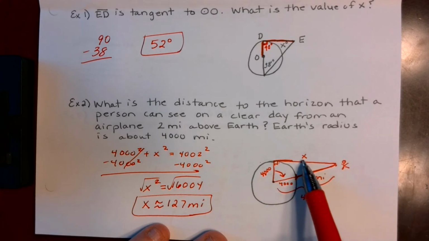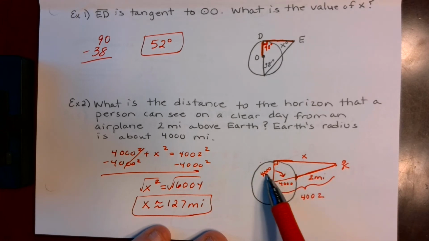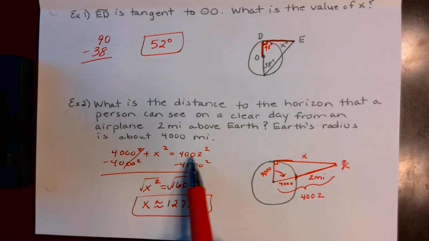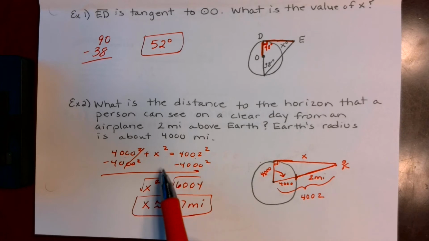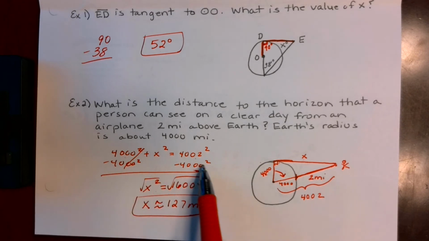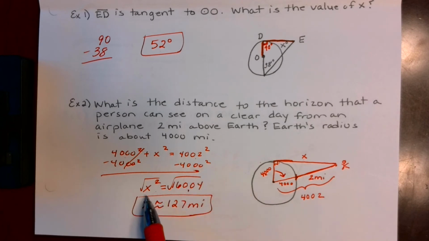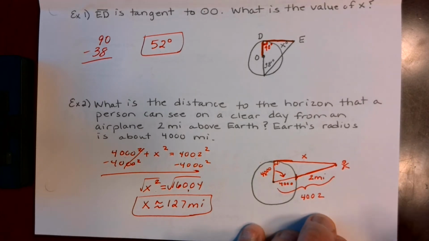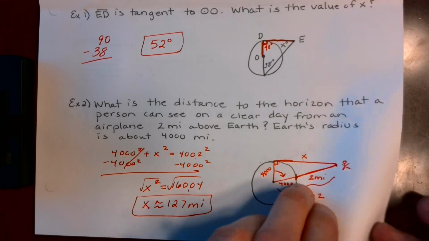And now we can use the Pythagorean theorem. So x squared plus 4,000 squared equals 4,002 squared. I didn't write all the big numbers out, but I just subtracted 4,000 squared from both sides. When you square them and subtract them, you get 16,004. And when you take the square root of both sides, you get about 127 miles. So kind of cool. But yeah, it's just understanding how to set that up.